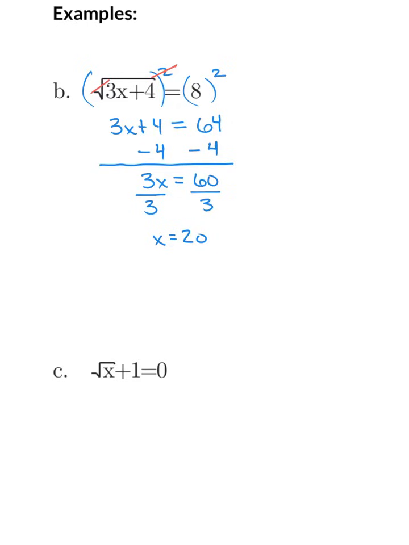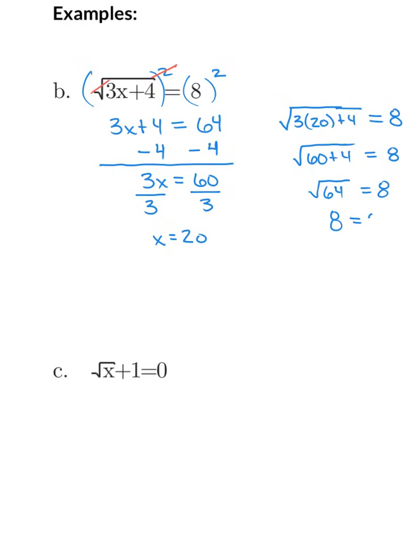Alright, let's go ahead and check this solution. If we plug in, we get the square root of 3 times 20 plus 4. I want to know, is that equal to 8? 3 times 20 is 60. 60 plus 4 is 64. And now what is the square root of 64? It is in fact 8. And so we do get a true statement. So x equals 20 is our solution.